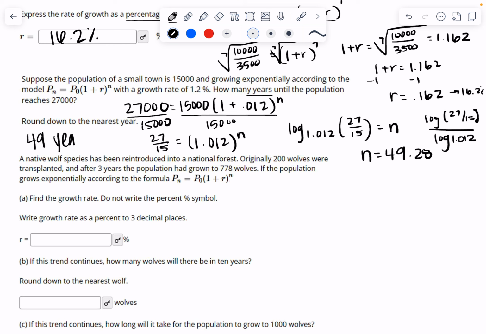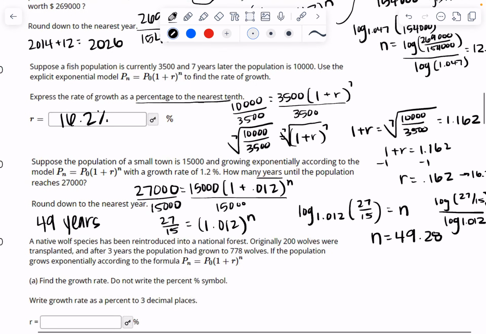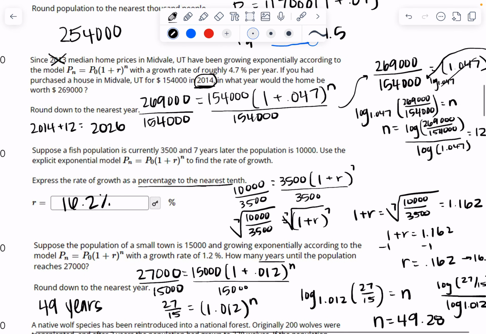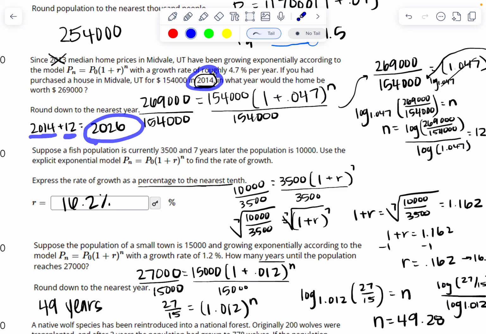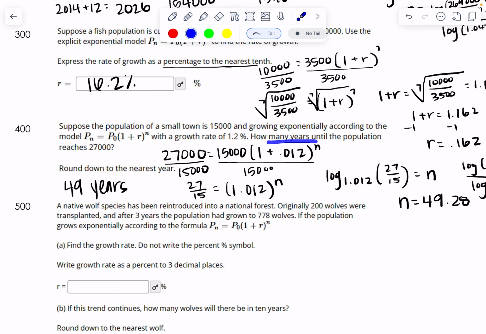It doesn't tell us what year the first population is. So this population, it told us it was 2014 right here. So then we would do 2014 plus 12, and that gives us the year because it says in what year, but then this just says how many years. So that's why we put 49 on this problem.